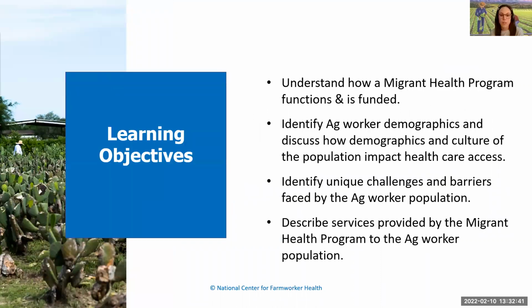So we're going to be covering 4 learning objectives. Our hope is that by the end of this session, you will have a foundational understanding of agricultural worker health and some of the unique factors that impact this special population and their access to healthcare. You'll have an understanding of how the Migrant Health Program functions and is funded. You'll be able to identify ag worker demographics and discuss how these demographics and the culture of the population impact healthcare access. You'll be able to identify some of the unique challenges and barriers faced by the ag worker population. And last, you'll be able to describe some services provided by the Migrant Health Program to the ag worker population.